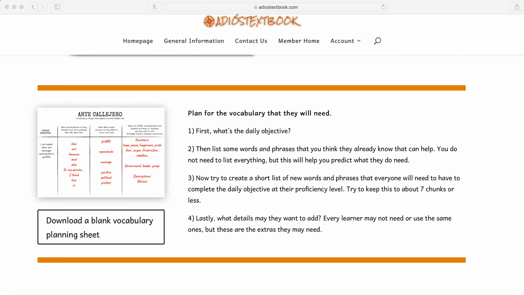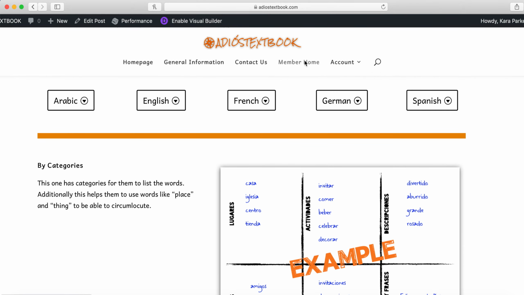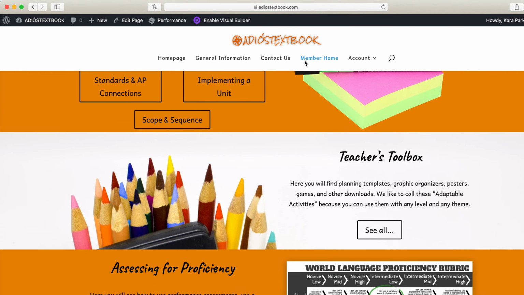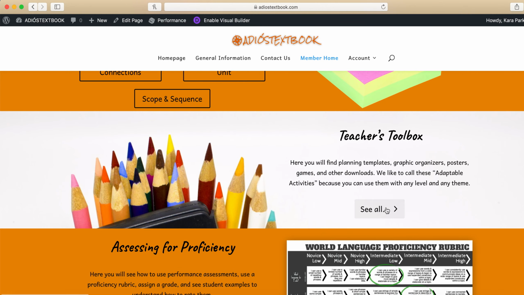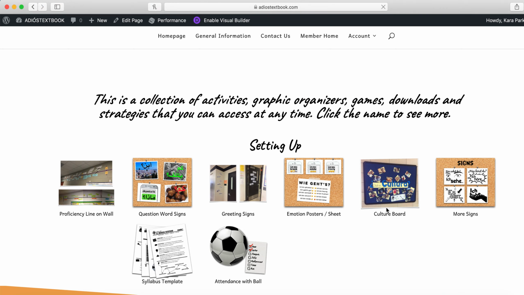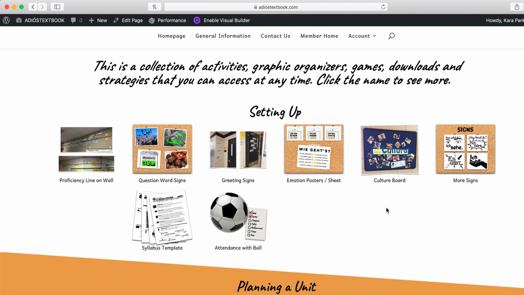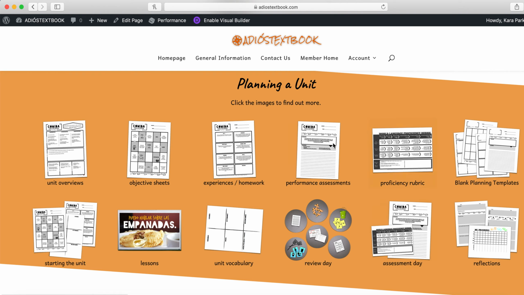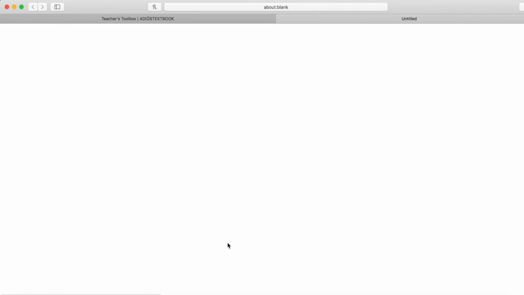So let me first show you how to get to this page that I'm going to use. Let's pretend you just logged in, and you're going to be on the member homepage, which looks something like this for you. Scroll down, go to the teacher's toolbox, which is where we like to put anything and everything else that can help you out. And let's go to planning a unit. And I'm going to click on unit vocabulary.